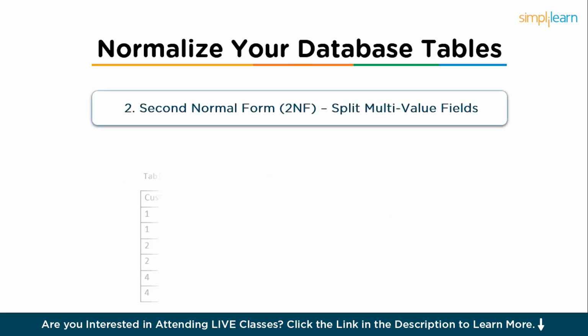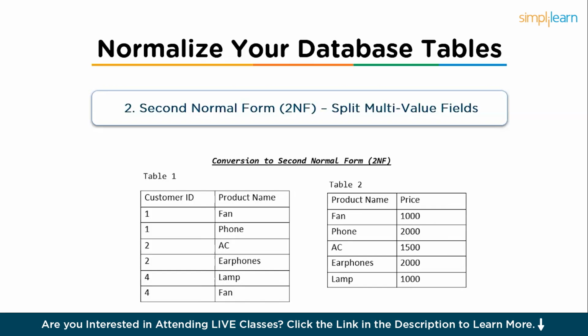Now let's talk about the second normal form, which is to split value fields. If a single column stores multiple values, querying the data gets tricky. 2NF ensures that each value has its own row while still being linked to the primary key. For example, instead of storing multiple phone numbers in one field, separate them into a new table linked to the customer ID.